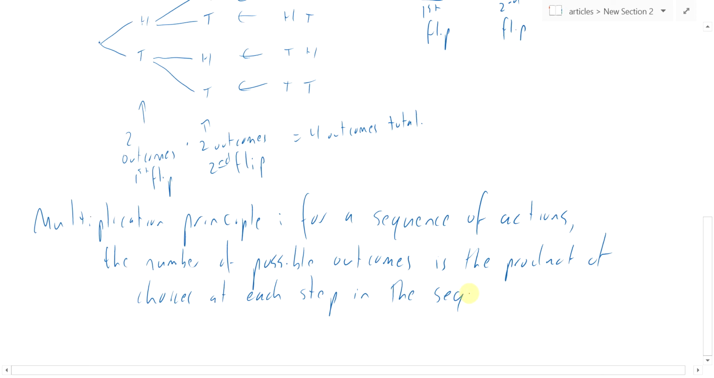So for this coin flipping problem, you have 2 choices at the first flip, you could get a heads or tail, and 2 choices for the second flip, you can get a heads or tail. So how many possible outcomes are there? There's 4. Heads heads, heads tails, tails heads, tails tails.